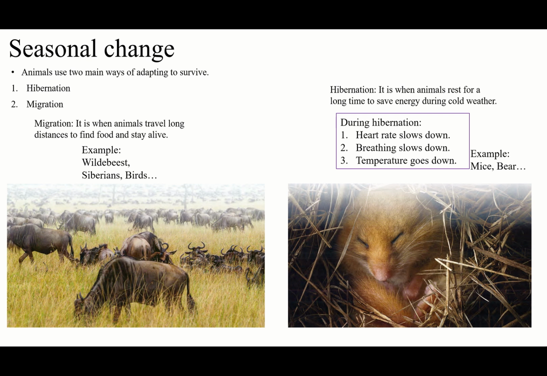Migration is when animals travel for a long distance to find food to stay alive. Hibernation is when animals sleep for a long time during the winter. And what happens to the animal's body during hibernation? These three things. One, their heart rate slows down. They don't need to send blood continuously like on an active day. Two, their breathing slows down. They don't need oxygen like on a normal day because they are not moving too much. They don't need that much oxygen.